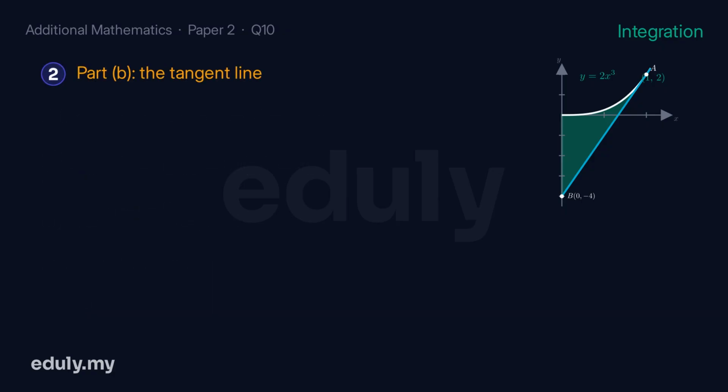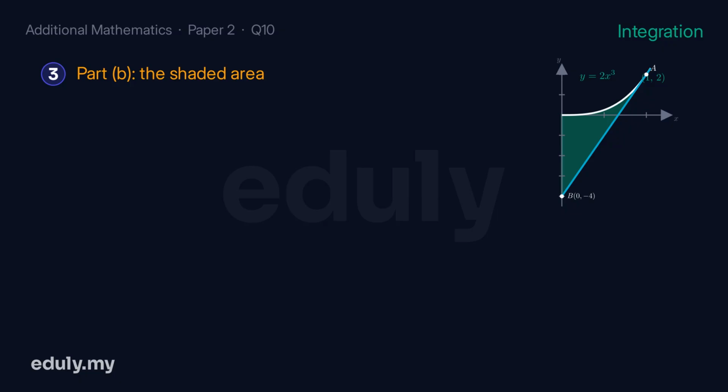Step 2. With P known, let's pin down the tangent line itself. The gradient at A is now 3 times 2, which is 6. Through A with gradient 6, the line in point gradient form is this. Expand, and the tangent is y equals 6x minus 4. Quick check, at x equals 0 it gives minus 4, exactly the point B. Good.